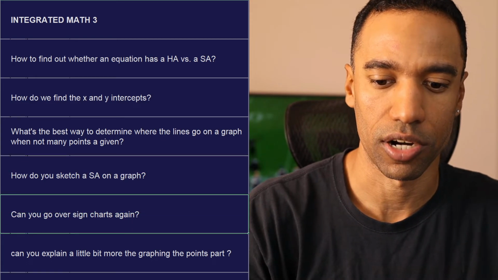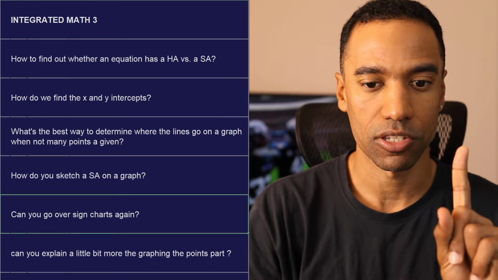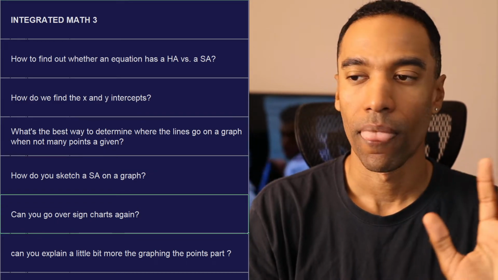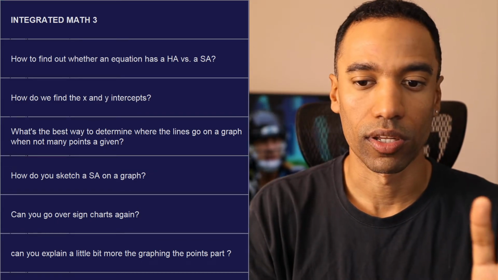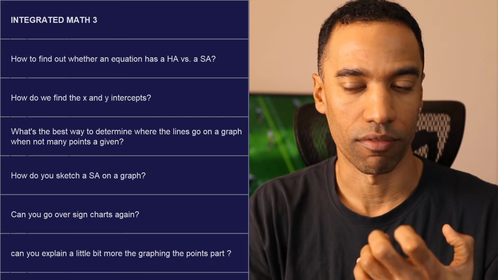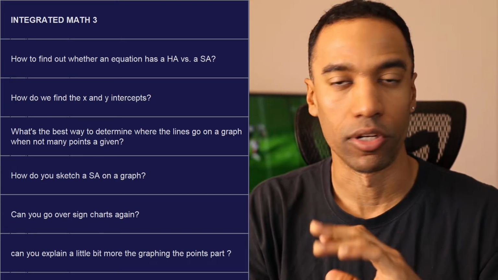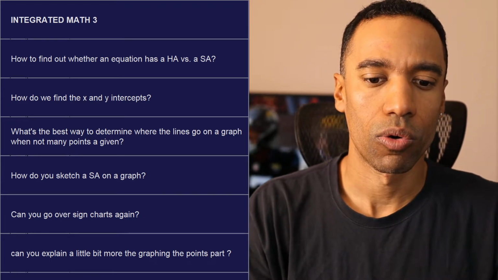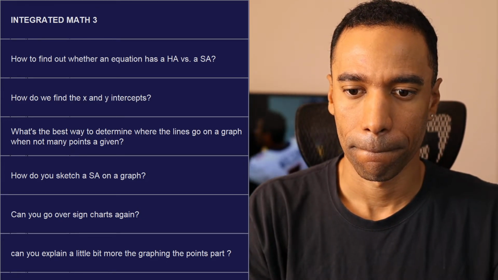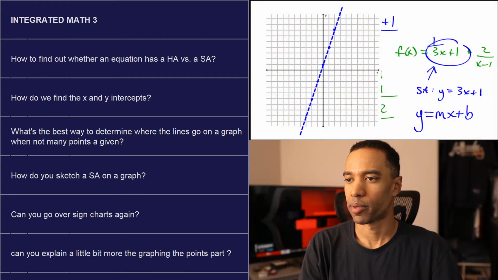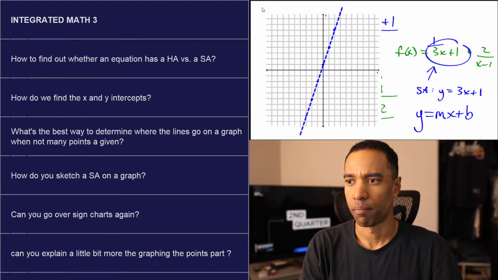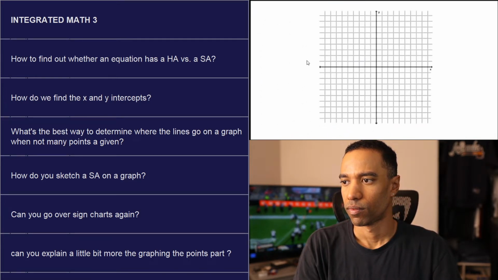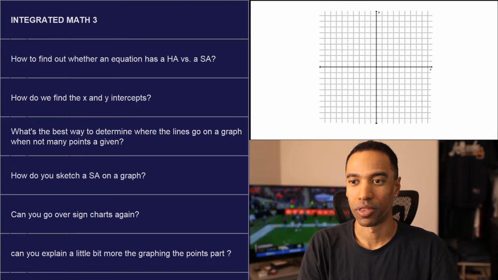Can you go over sign charts again? I'll say that I answered it on this one. What's the best way to determine where the lines go on a graph? I'll do just one little bit as far as the physical nature of them, but I don't think I'm going to do a full problem again. So sign charts. Let me just talk about the benefits so I'm not answering the whole thing again. I'll end up accidentally going over the whole thing again. I don't really want to.